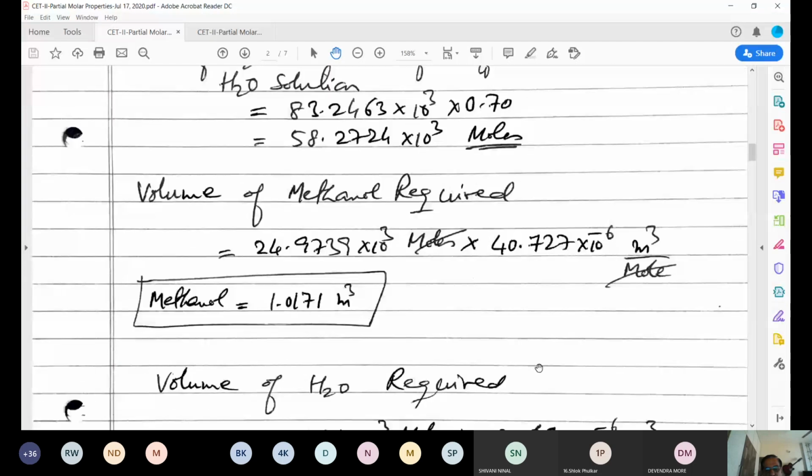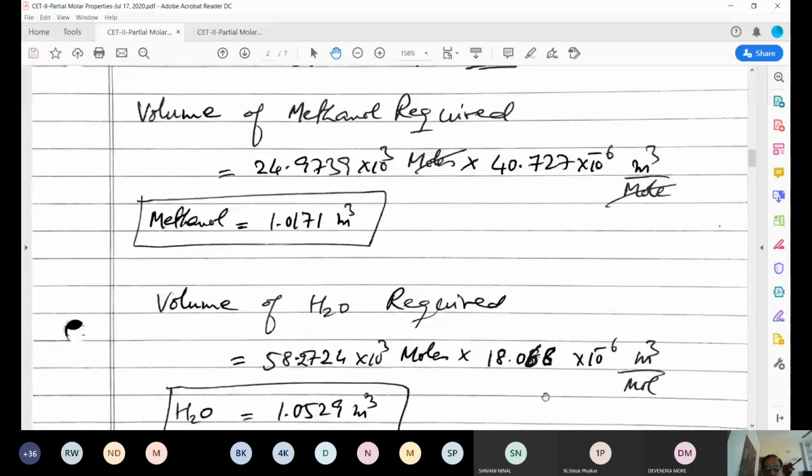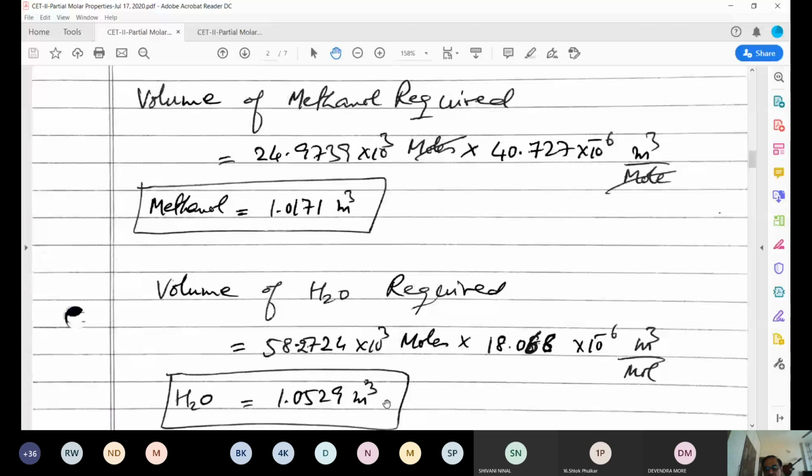Similarly, if you take water, so many moles of water are required, multiply by molar volume of pure water and we get volume of water required for making 2 cubic meters of solution.